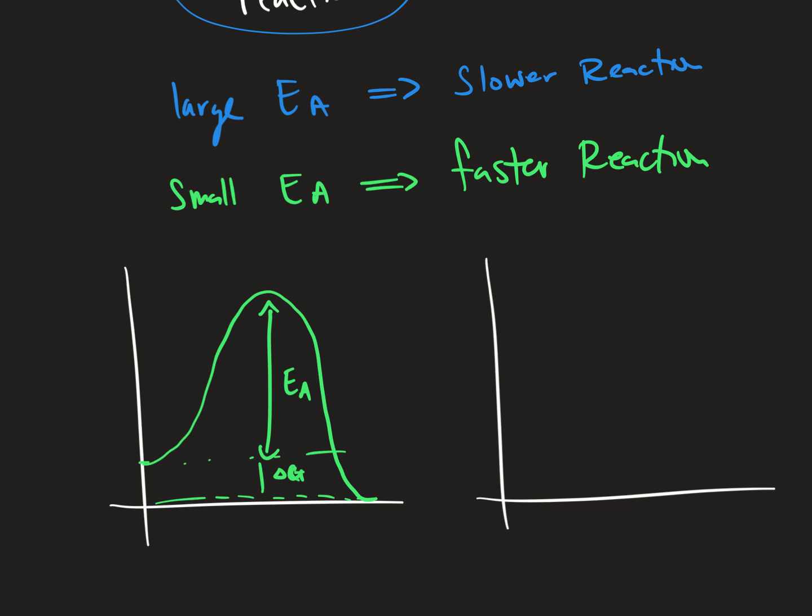What would it look like if I drew one that's quick? Something like that, right? Where we have a low activation energy. And I can write this endothermic or exothermic, doesn't matter. But if we have a low activation energy, then it's fast. If we have a large activation energy, then it's slow.